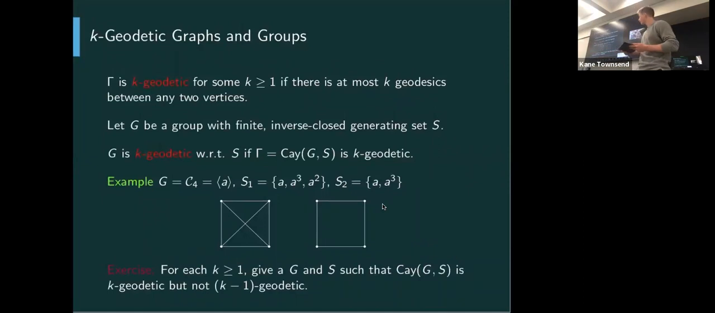My only exercise for this talk is, for each k greater than 1, give a group and its generating set such that the Cayley graph is k-Geodetic, but not k-1 Geodetic. Get to work.